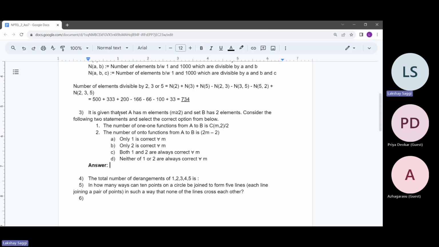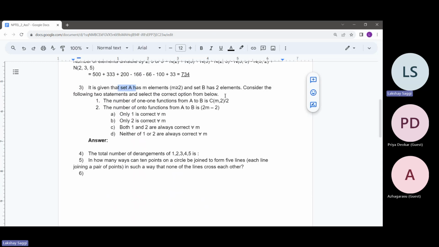Okay. So the third question says that it is given that a set A has m elements, where m is a number greater than or equal to 2, and the set B has 2 elements. Now consider the two statements and select the correct option from below. So basically we are given two sets, a set A which has greater than or equal to 2 elements, and a set B which has exactly 2 elements. And we need to answer which of the two statements are correct.